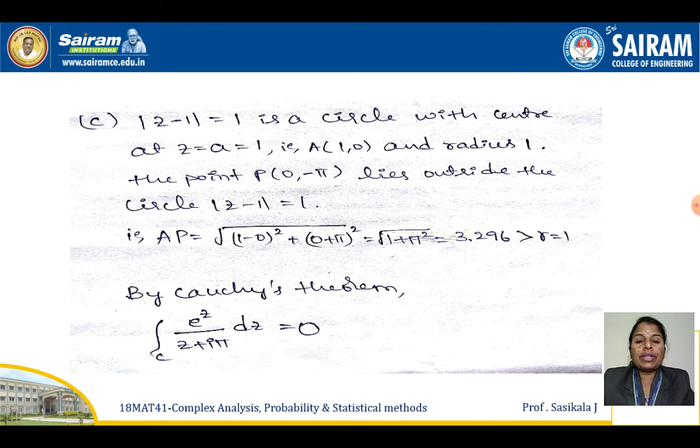Or you can go with a mathematical way. Take the points A and P, and the distance is equal to the square root of (1 minus 0) the whole square plus (0 plus pi) the whole square. You can compute it, it comes to about 3.296. So it is greater than r, which is equal to 1. So the point 0 comma minus pi is outside. If it is outside, as per Cauchy's theorem, the integral will be equal to 0.